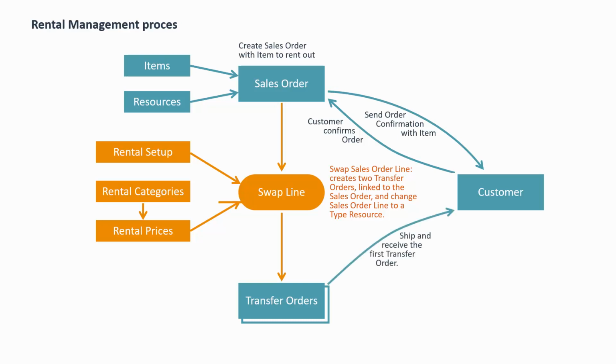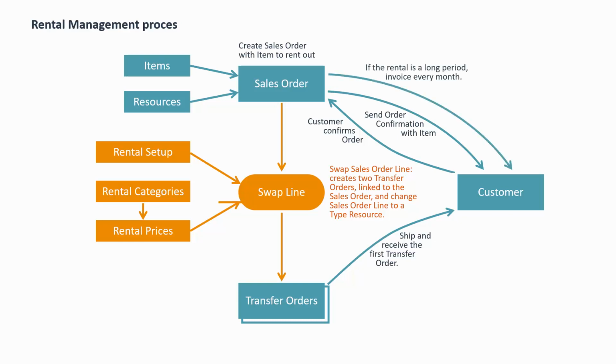Now the warehouse is able to ship and receive the first transfer order, meaning shipping it from our own inventory and receiving it on the customer inventory. Actually, you can control location if you rent out to the same customer. For instance, on a production site, you can use a specific location. Otherwise, you would just use a fictive location on your rental goods.